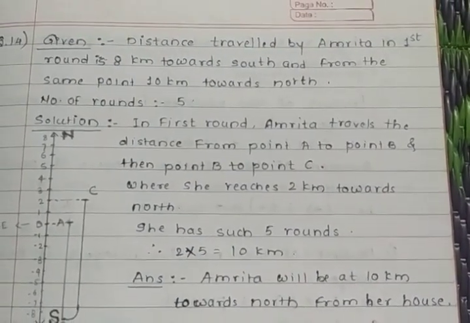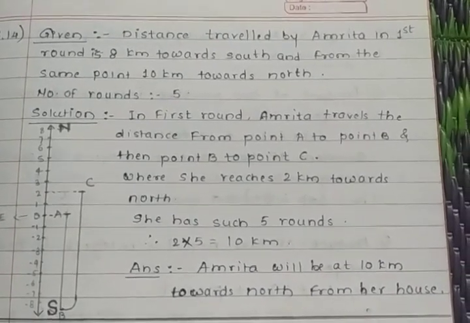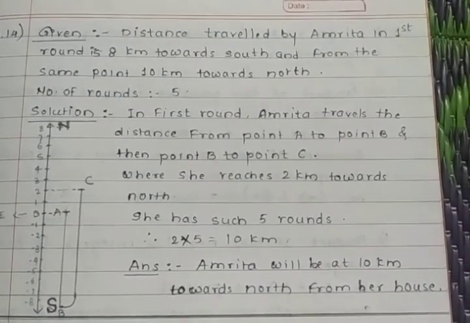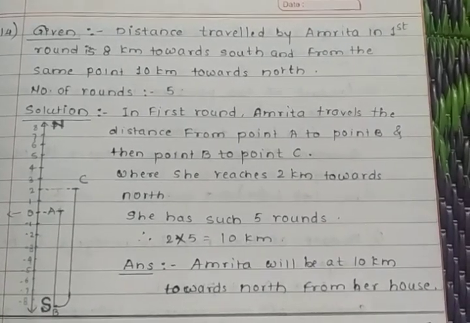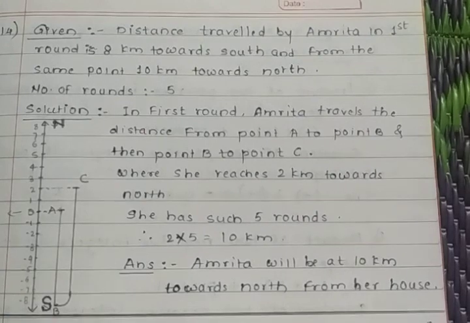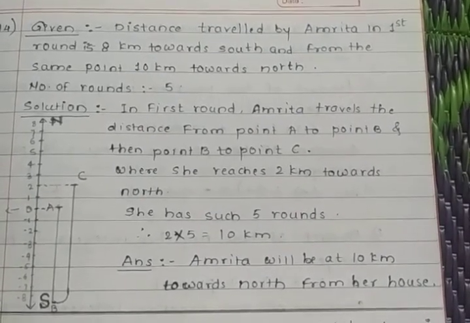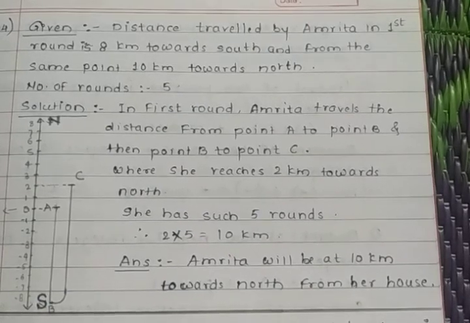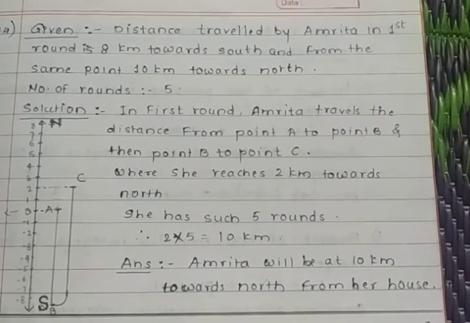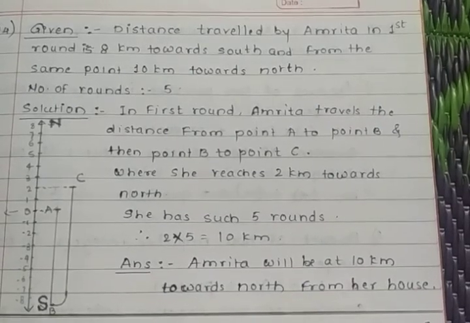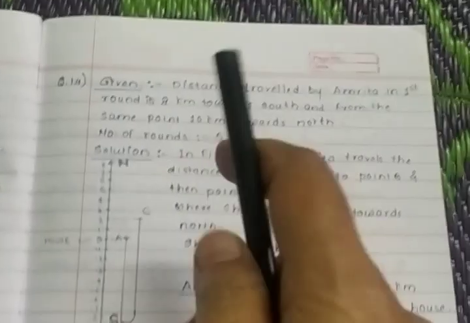Now we'll see question number 14. I'll read that question for you. For a morning walk, Amrita goes 8 km due south from her home, and then from there 10 kilometers due north in the first round. If the end point of the first round is the starting point of the second round, and so on, how far and where will she be from her home after 5 rounds?